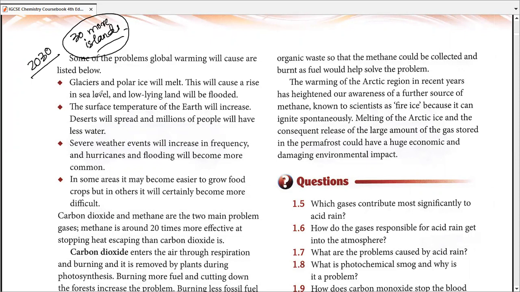अगर हमने ग्लोबल वार्मिंग पे कंट्रोल ना किया. The surface temperature of the earth will increase, deserts will spread जो कि अभी भी हो रहे हैं, and millions of people will have less water.